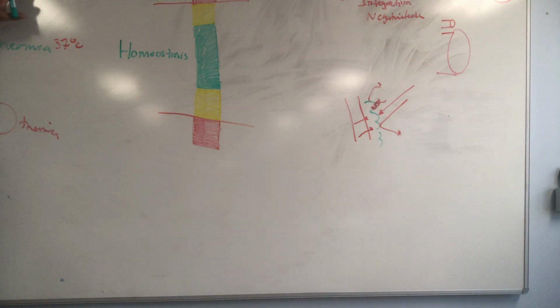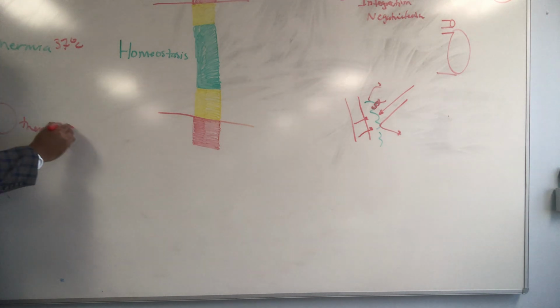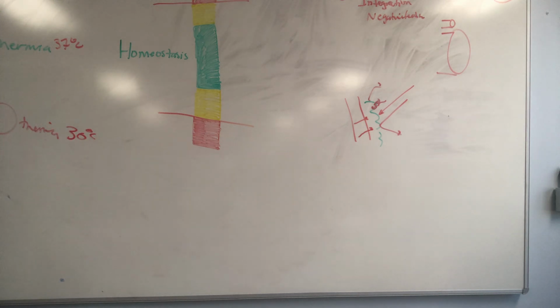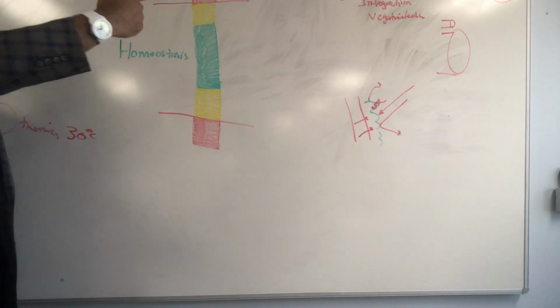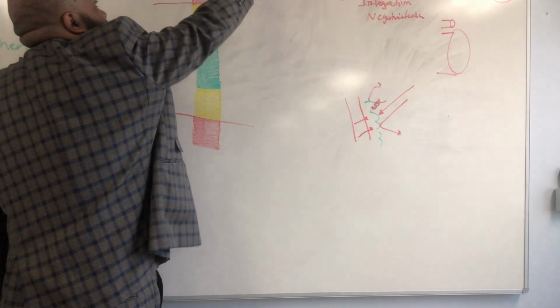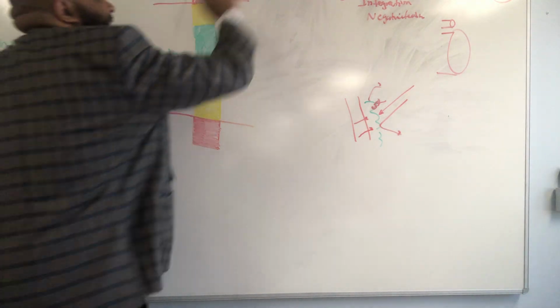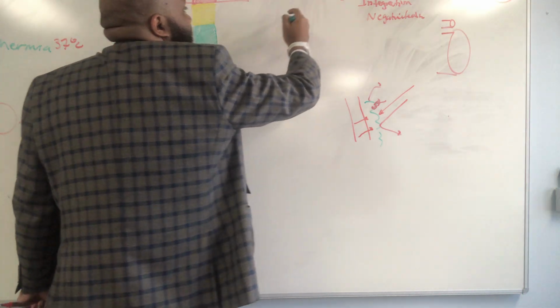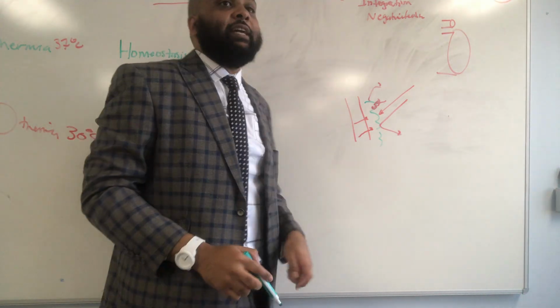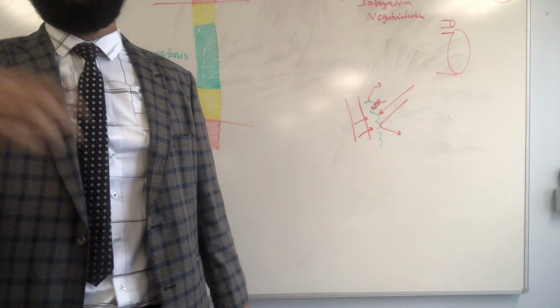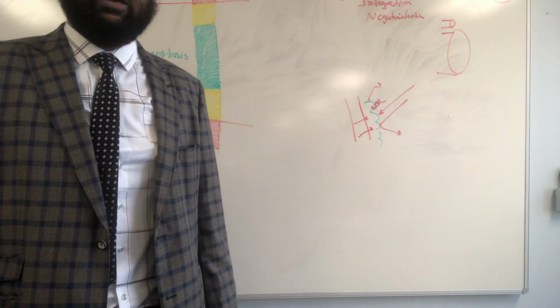So I talked about hyperthermia. What about hypothermia? Now it's the opposite. Now it's too cold. It's not too hot anymore. So now it's 30 degrees Celsius. What happens at 30 degrees Celsius? The same steps again. A sensor is going to detect what? Hyperthermia or hypothermia? Hypothermia. It's going to send a sensory input signal to the integration center, telling the integration center there is hypothermia.